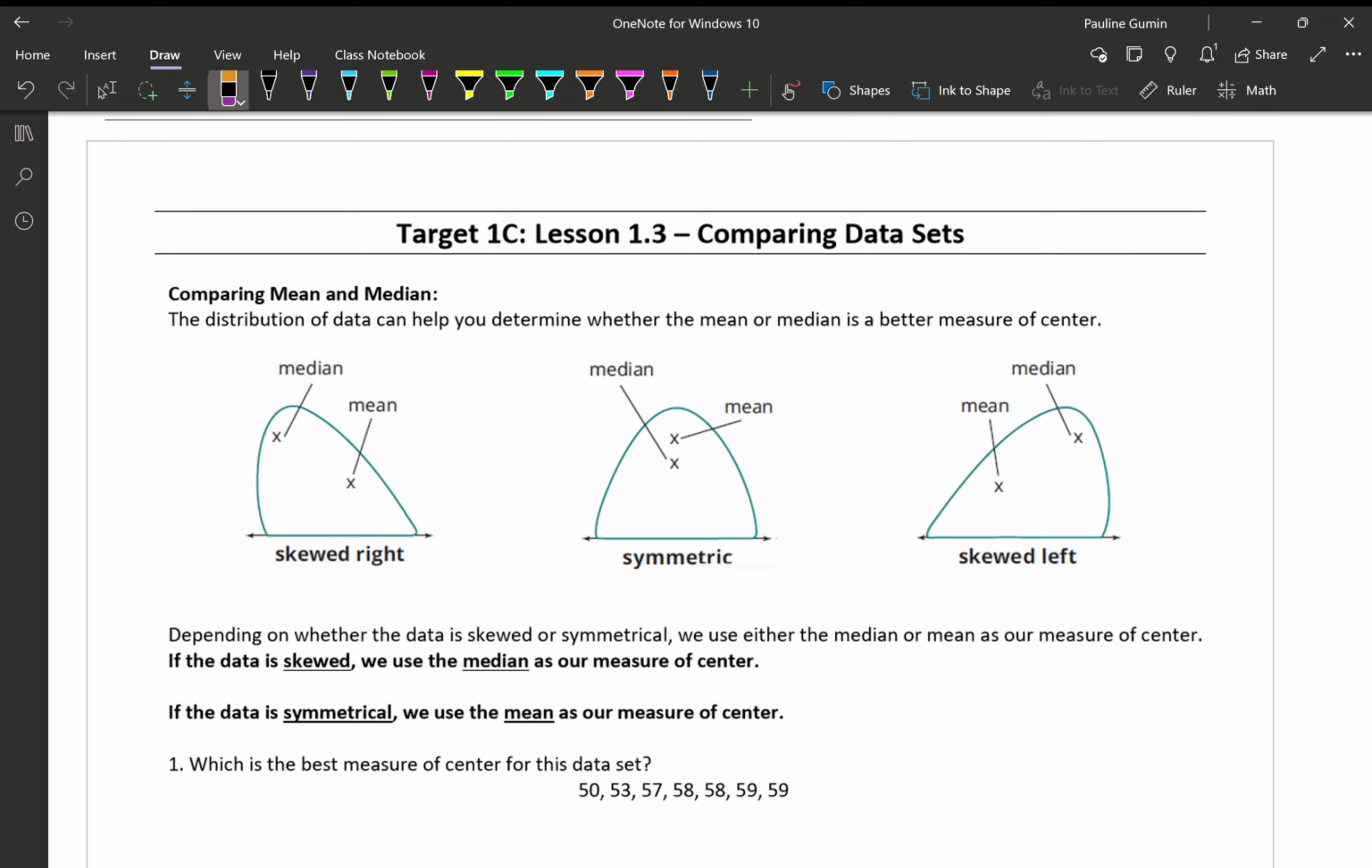Hello, and welcome to a little video about comparing data sets. When comparing data sets, we are going to be using the measures of center that we've been learning about, so the mean and the median.